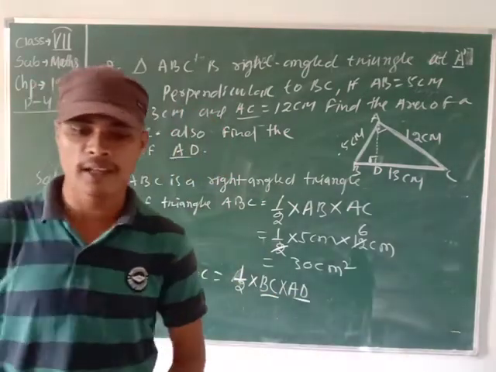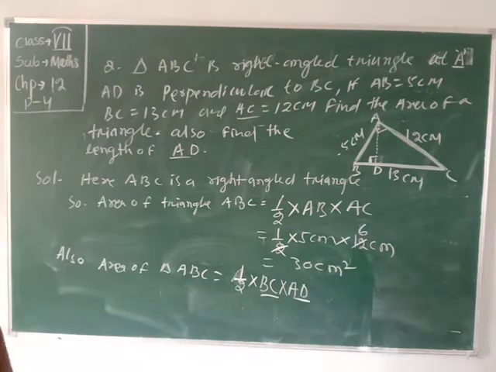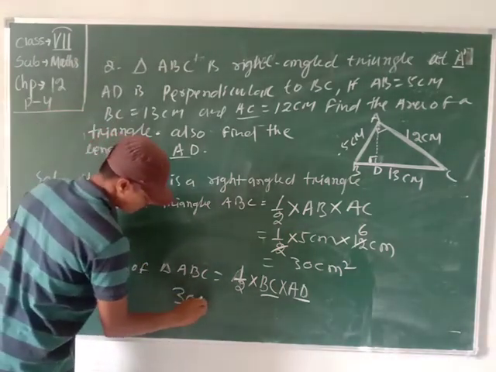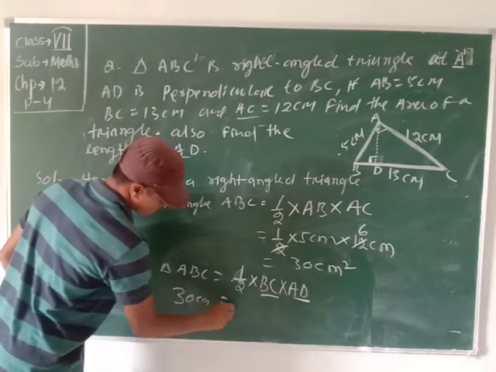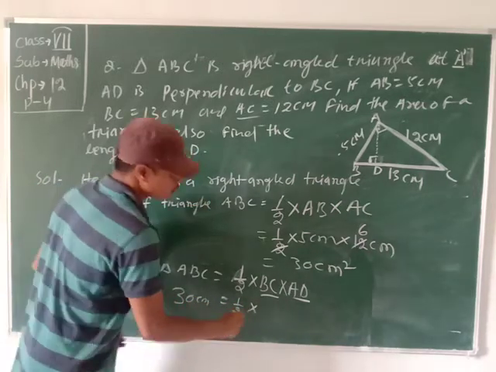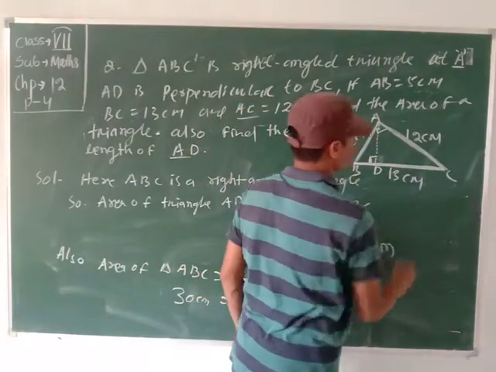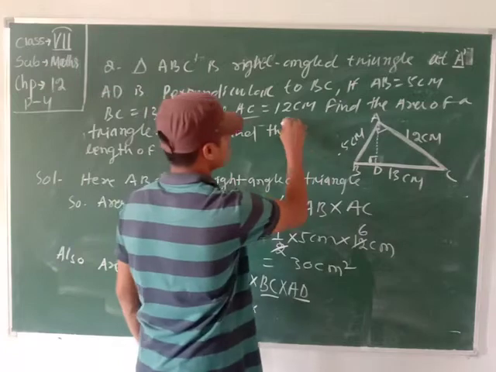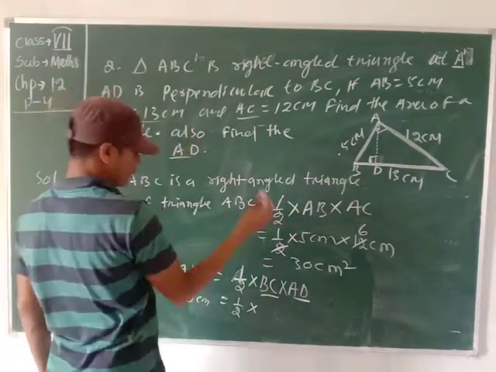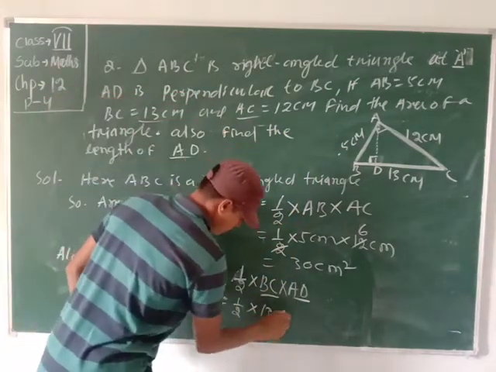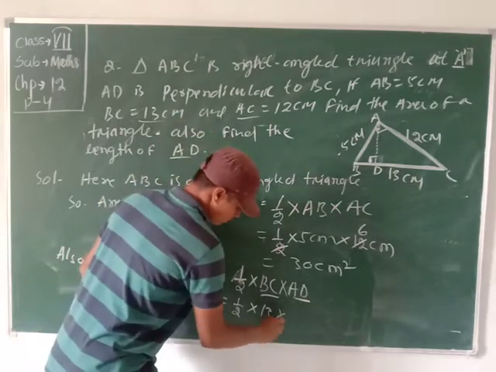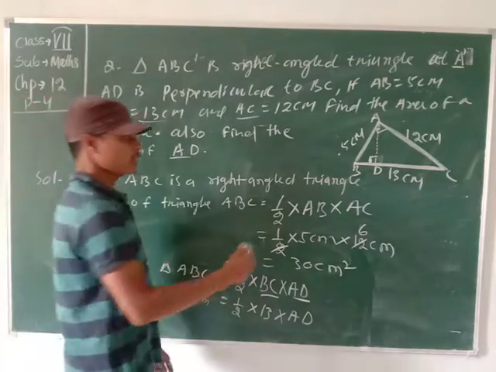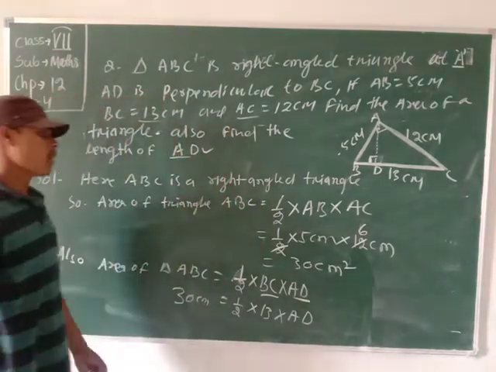Already we found the area of the triangle equals 30. So we write here 30 centimeter square equals 1/2 into BC. BC is given as what? 13 centimeter, according to the measurements. We write here 13 centimeter into AD. Because AD is not given, and the question is to find out AD.